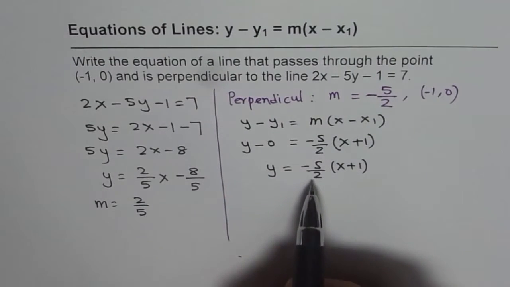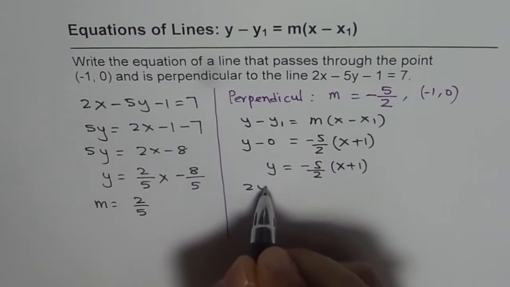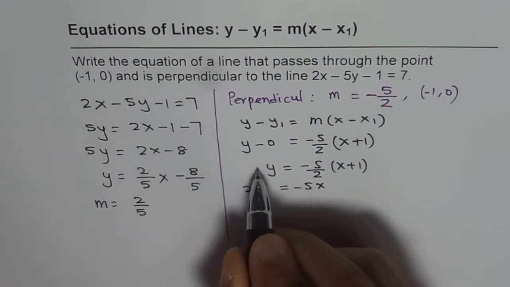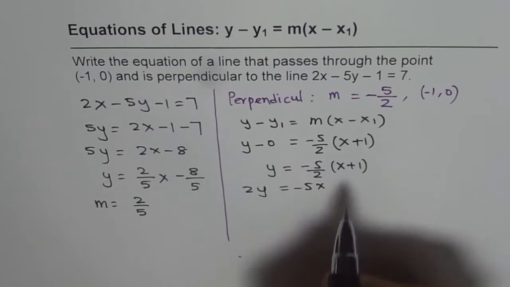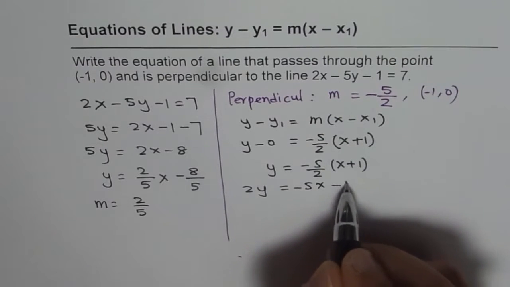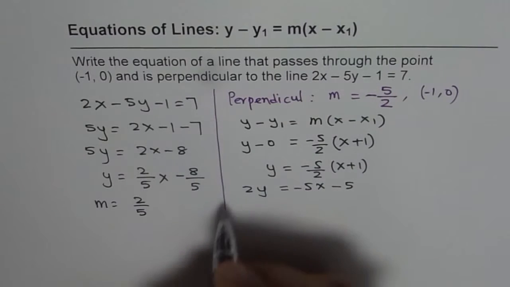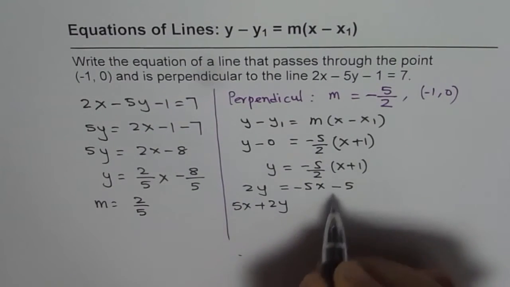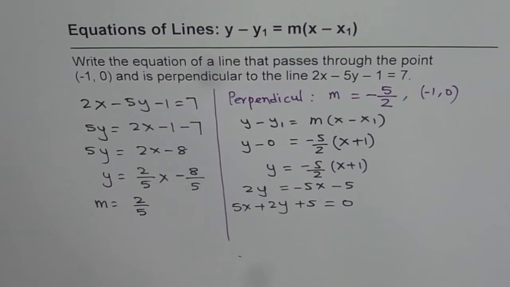Well, at this stage, we should cross multiply and rearrange our terms. So we have 2y equals minus 5x. So we multiplied by 2. So on the right side, we have minus 5 times x plus 1, correct? So minus 5x minus 5, correct? I've done two steps together. We'll rearrange, bring 5x here. So 5x plus 2y, and 5 on this side becomes plus 5 equals 0. So that is how we get our equation.